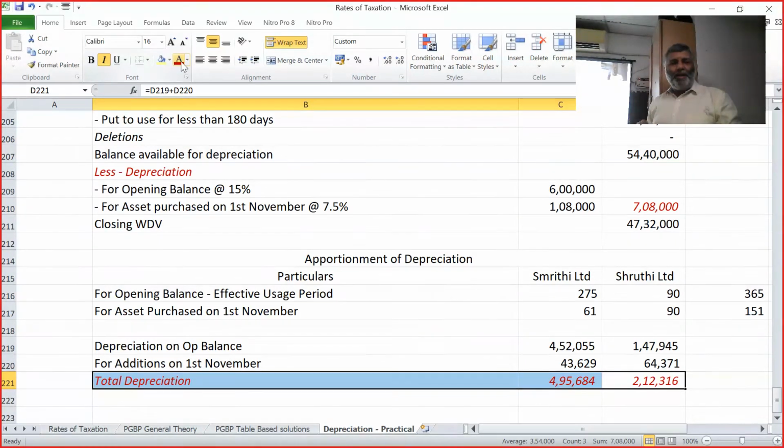One entity is no more there, another entity is there. That's all. Smriti is not there. Smriti Limited amalgamated with Shruti Limited.